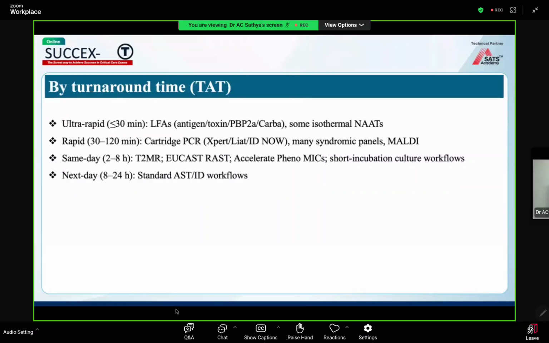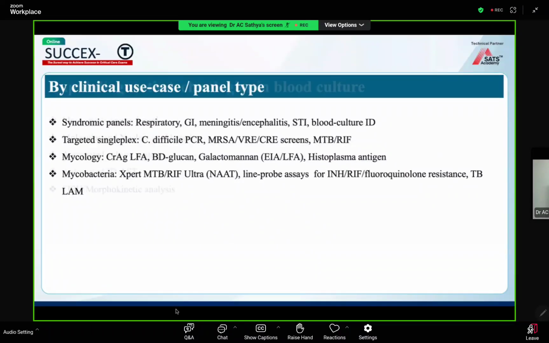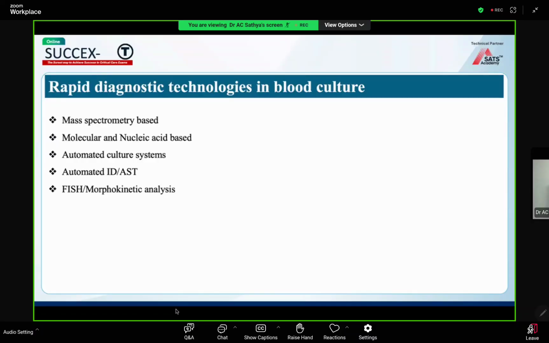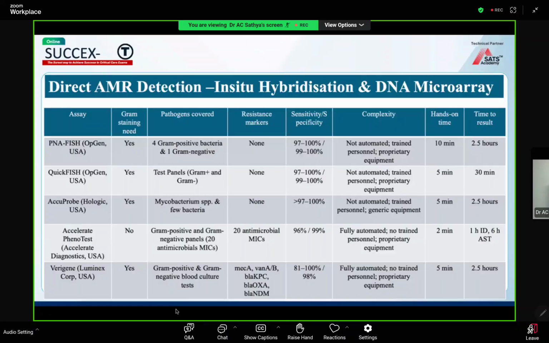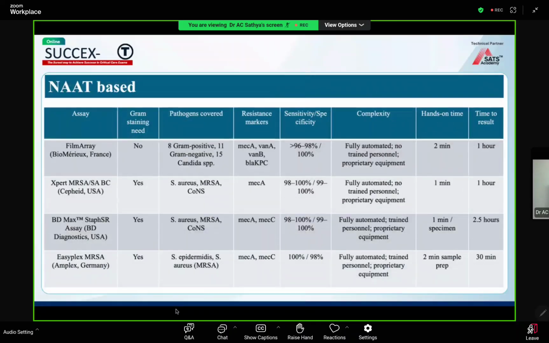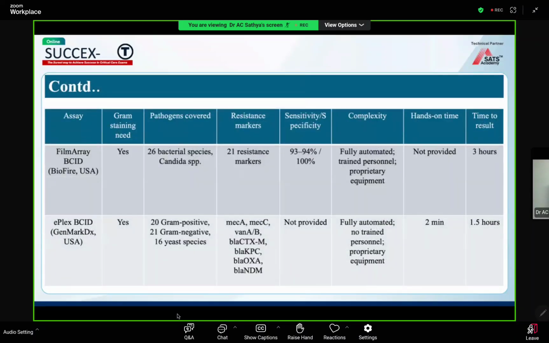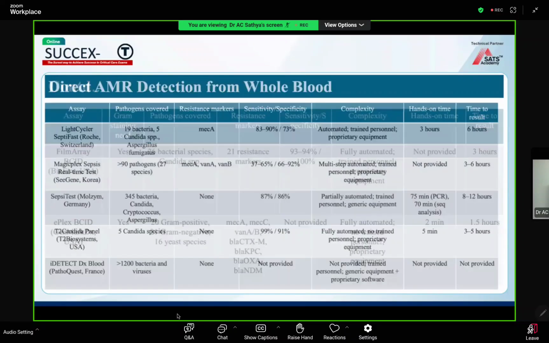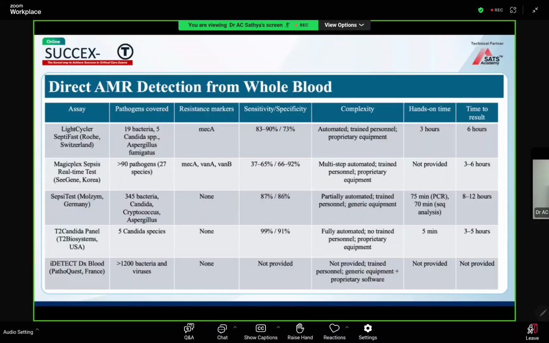So by turnaround time, I've spoken about this earlier. For blood culture, we use a lot of rapid diagnostics as well. This is a list of rapid diagnostic tests used in blood culture based on in situ hybridization and DNA microarray. One which we commonly use is the FilmArray, which I'll show in the list. Blood culture identification panel. And of these 5 tests, the more popular one is the T2 Candida panel, which directly detects from whole blood without the necessity for a culture.